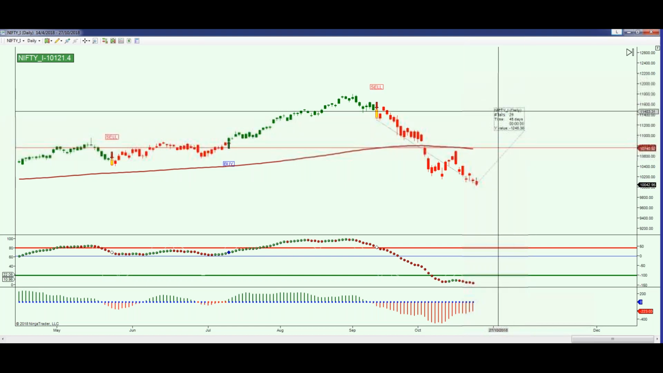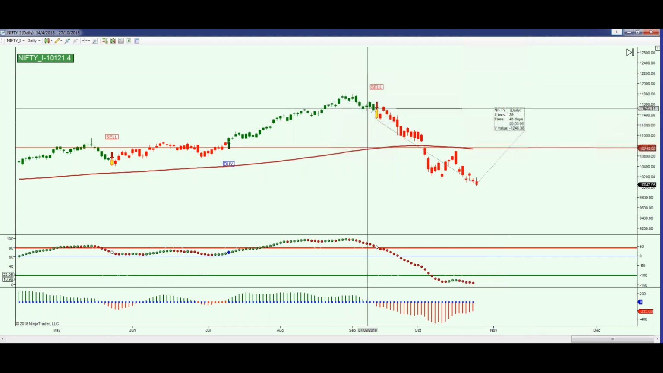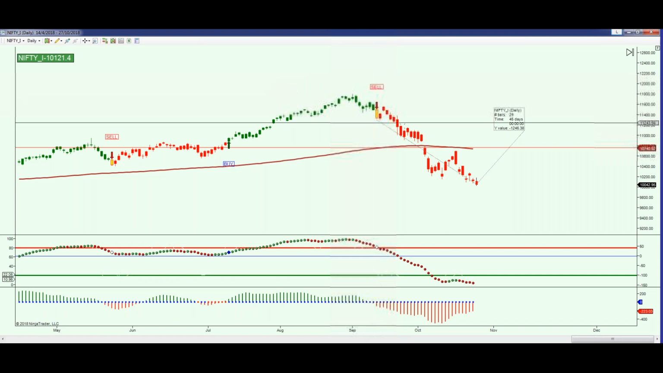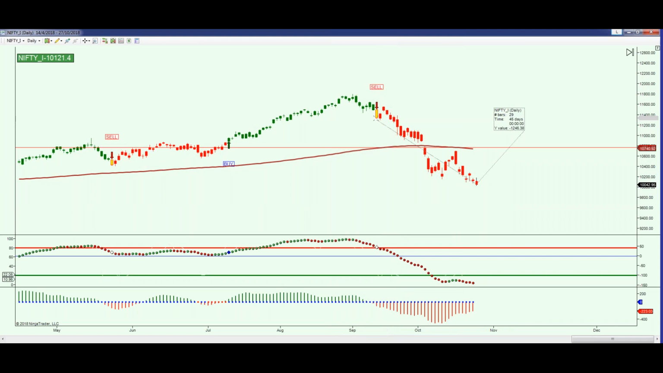So here you have Nifty, it's a daily chart. The bars mean 29 trading days. And it doesn't count the first bar because that is where the signal is generated. So if you count the number of bars, that will be the number of trading days that you have done.